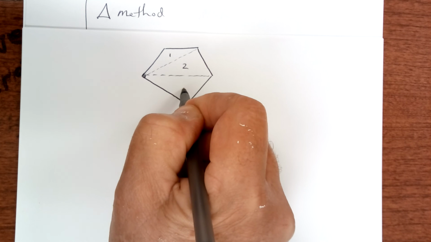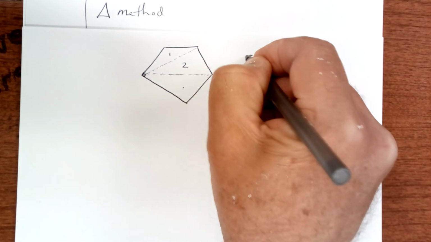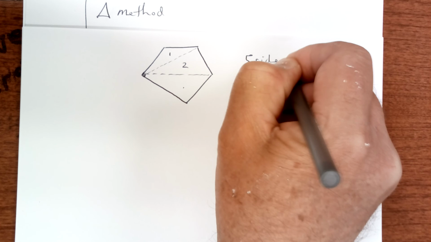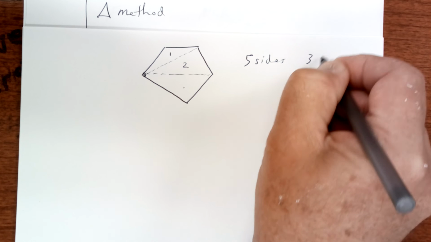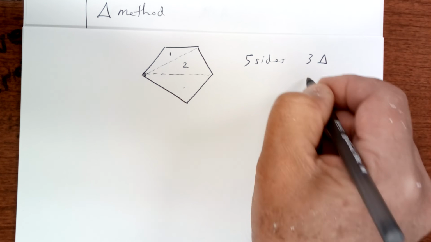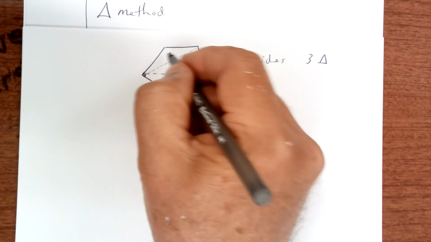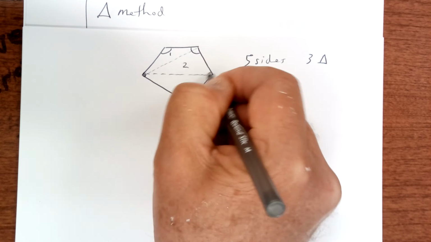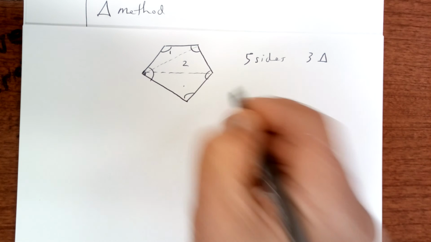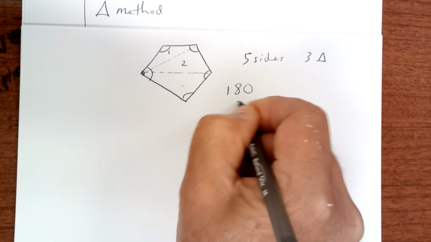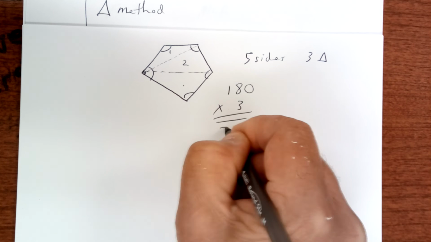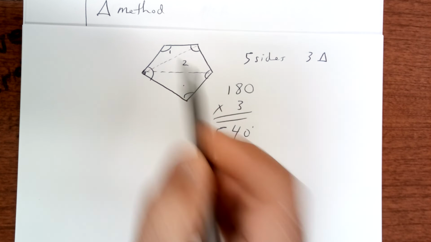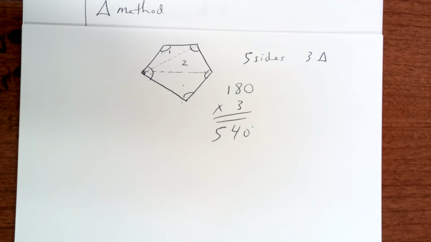So if it has 5 sides, it has 3 triangles. And every triangle is worth 180. So this whole interior angles here would be 3 times 180, which I think is 540 degrees. So all the interior angles of these total up to 540 degrees.